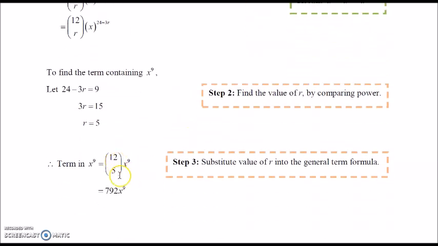12 choose 5 times x to the power of 9. This part of the value, we can use the calculator to help us evaluate. So the term in x to the power of 9 is 792 x to the power of 9.